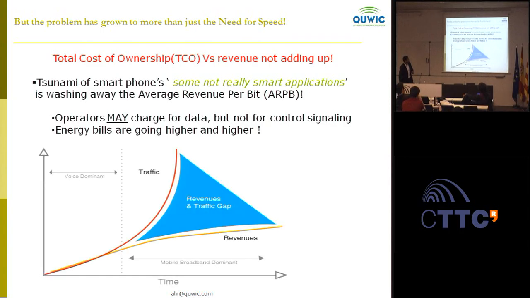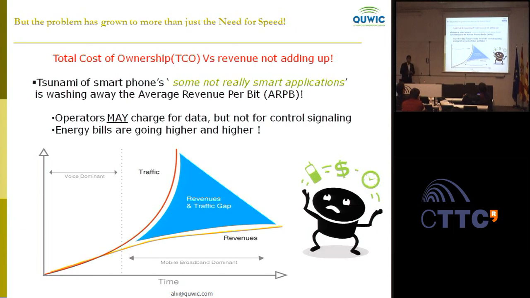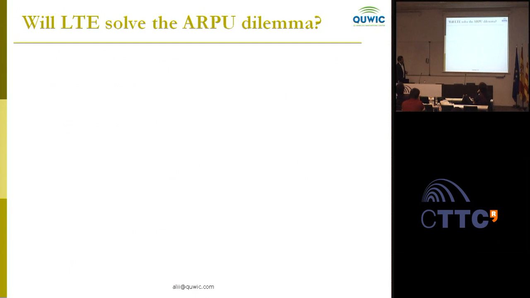Energy bills are going up, so as a result, this is the dilemma, and this makes operators look like this. They are worrying about their future in terms of money. So this is how money matters. The problem is average revenue per bit is dropping. Sorry, there is a mistake. It should be average revenue per bit, B, not U.